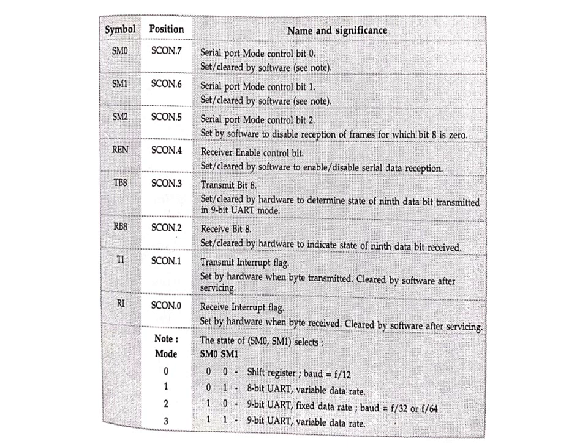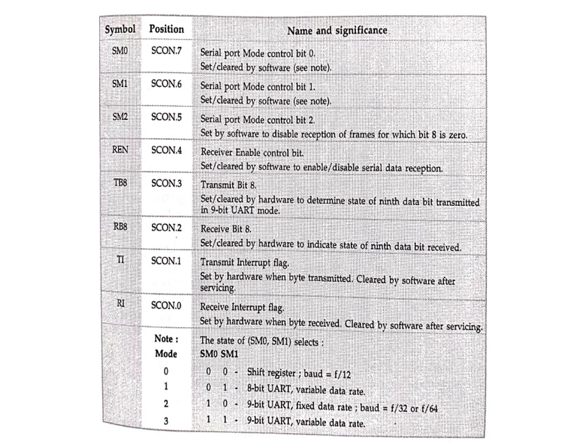The next, fourth bit is REN. Its position is SCON.4. It is the receive enable control bit. We can set or clear it by software to enable or disable serial data reception. Mainly it is used to enable or disable the serial data reception.